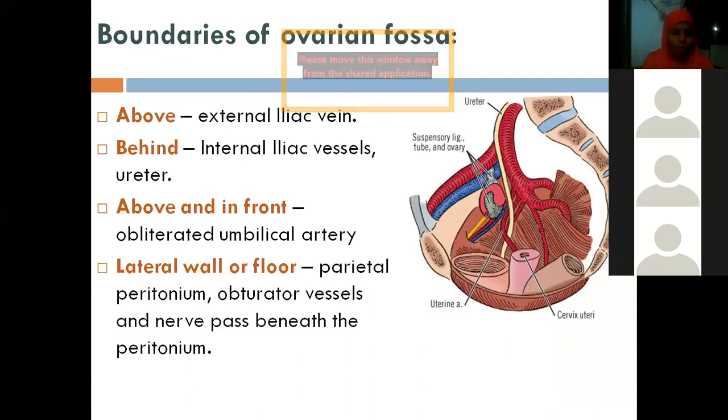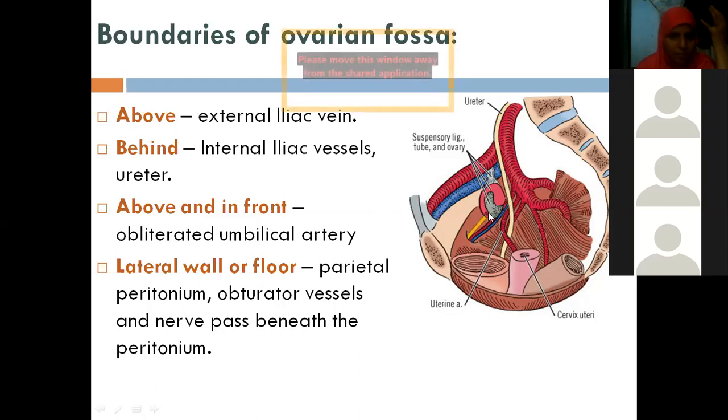Once you remove the ovary, you will be able to see the ovarian fossa. You will have certain structures here. Above you will find the external iliac vein, and behind you will see the internal iliac vessels and ureter. Above and in front you will see the obliterated umbilical artery. On the lateral wall or floor, you will have parietal peritoneum.